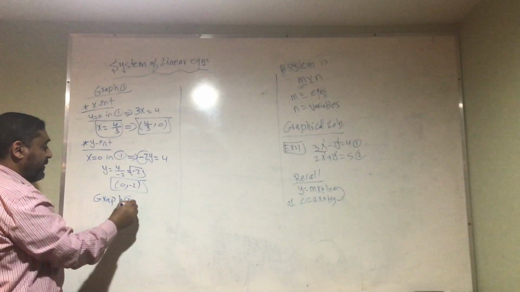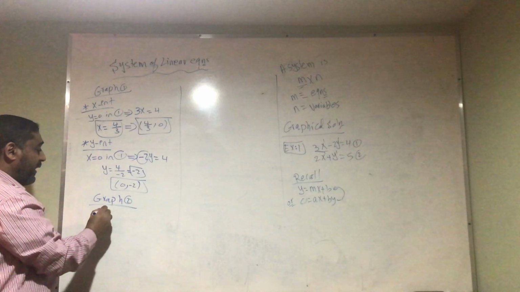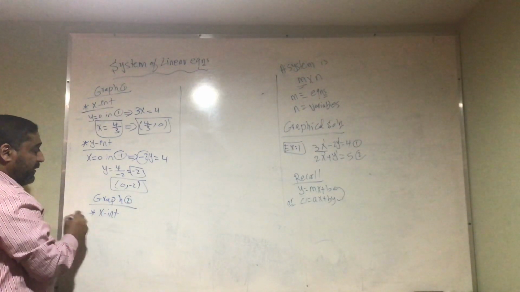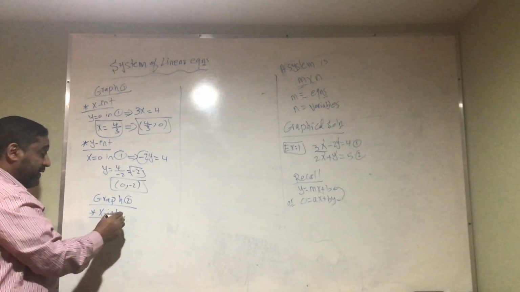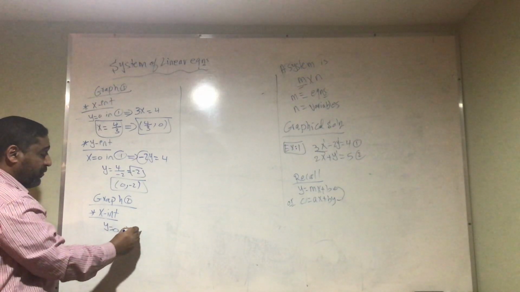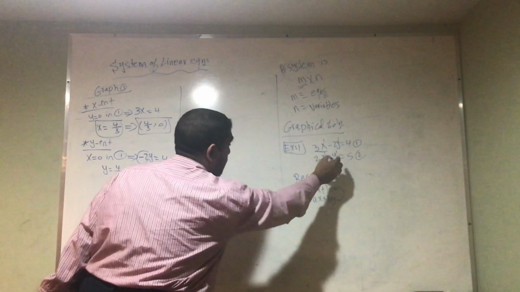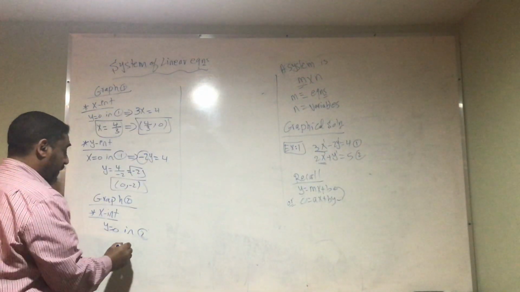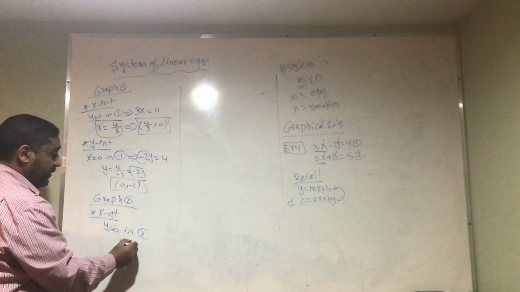How to graph number 2, guys? For graph number 2, I have to get the x-intercept again. Where does the graph cross the x-axis? That is equation 2. So I have to put y equals 0 in equation 2. Where is equation 2? Here, equation 2. Just replace x by 0, guys. Then what do you have? You have y equal just 5.